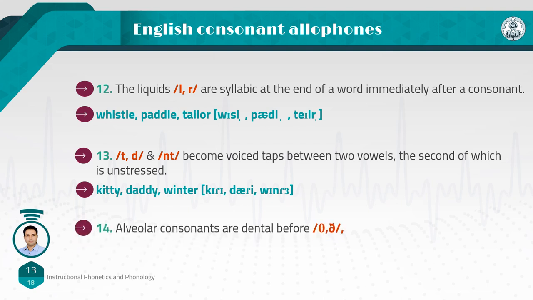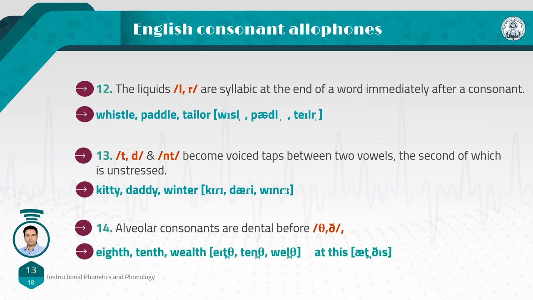14. Alveolar consonants are dental before the th sounds. For example, eighth, tenth, wealth, or in a phrase like this, at this. If you pay attention, we have an alveolar consonant like, for example, t, which becomes dental because of the influence of the th in eighth.